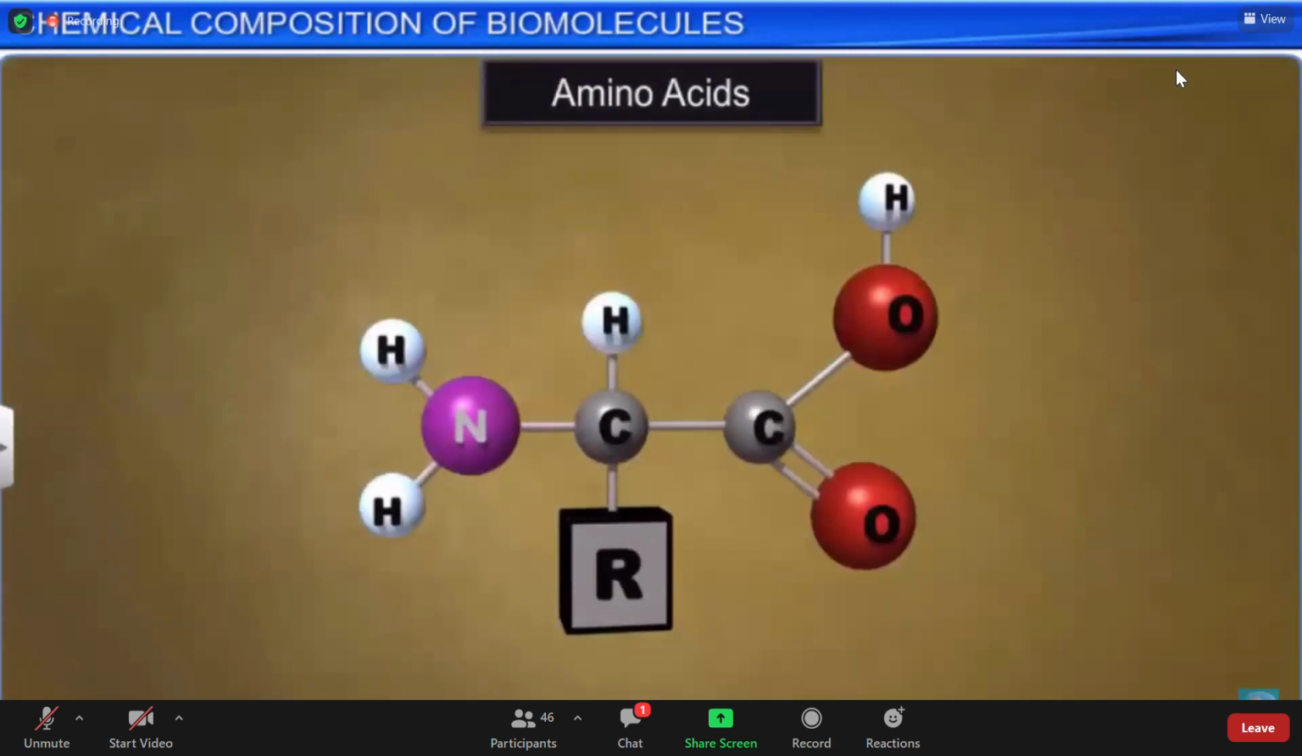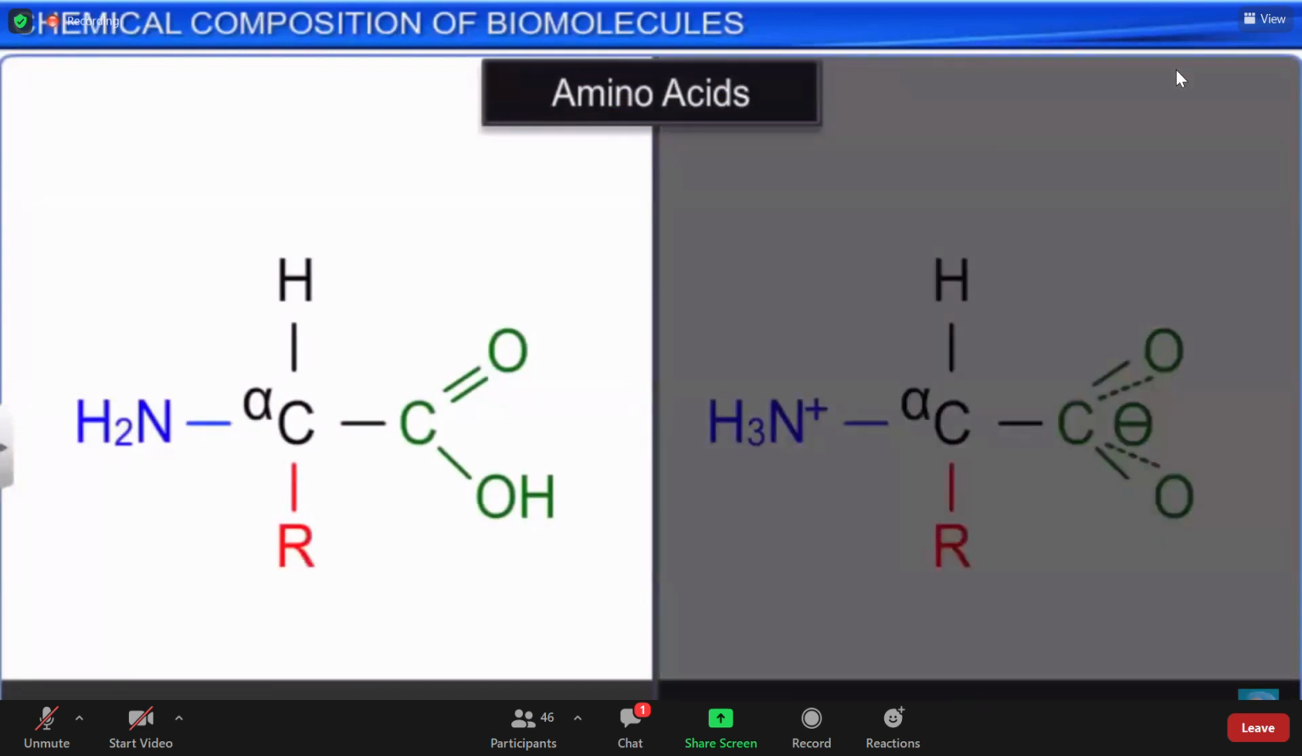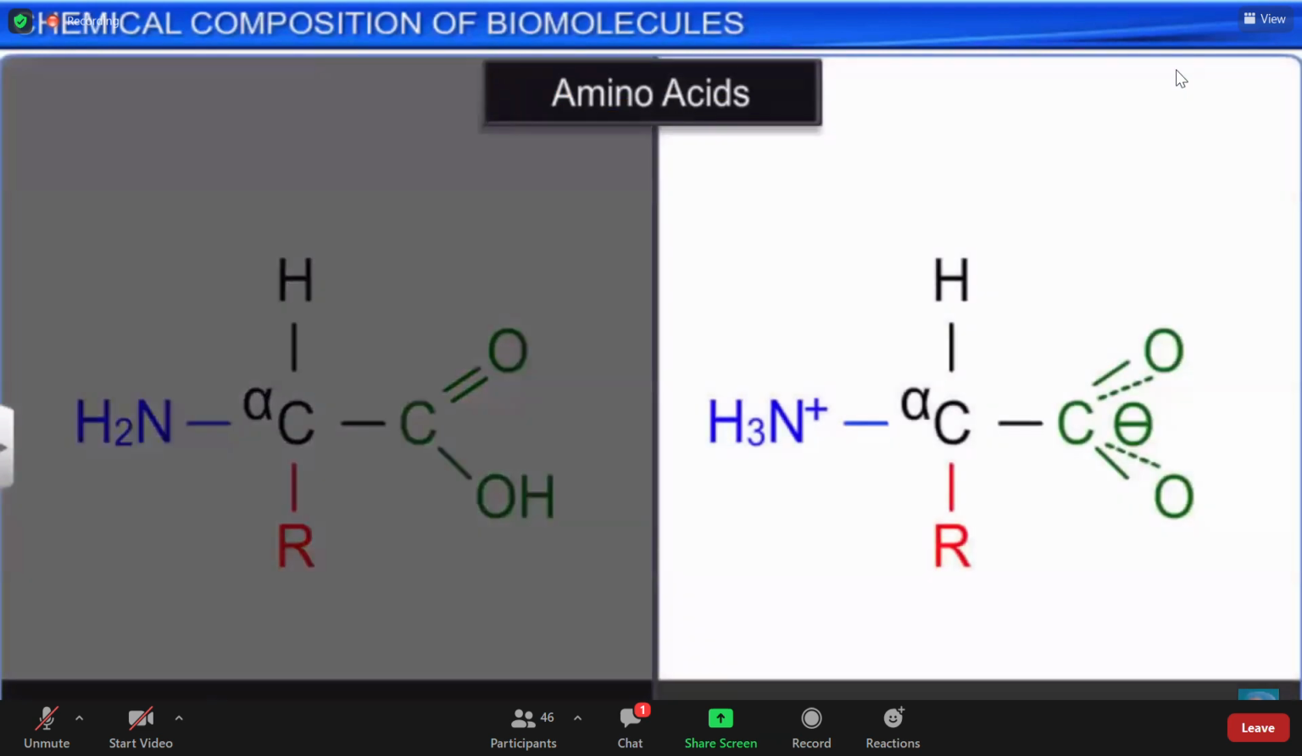A unique property of amino acids is the ionizable nature of the NH2 and COOH groups. Amino acids behave as both bases and acids. In solutions at a particular pH, the ions with positive and negative charges are equal. This form is known as the zwitterionic form.